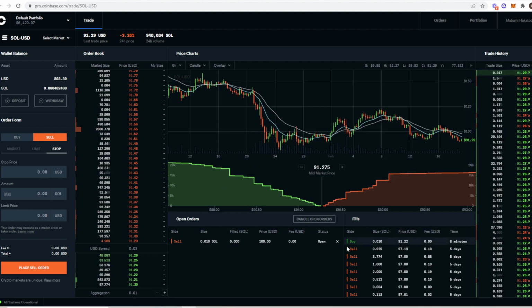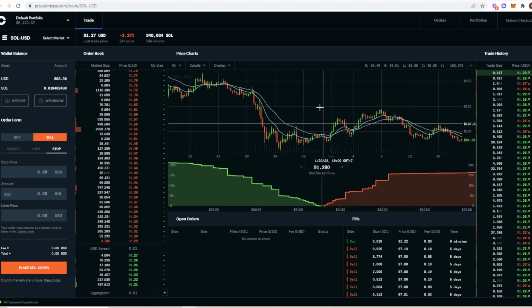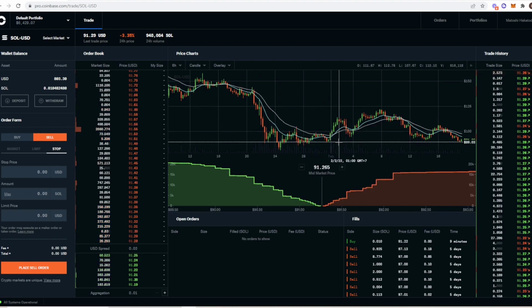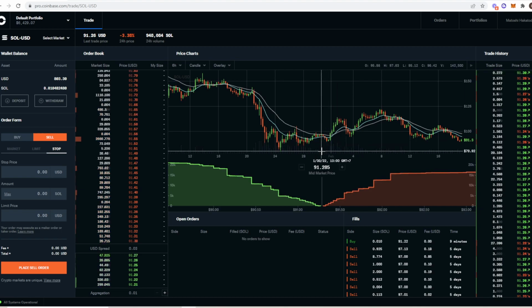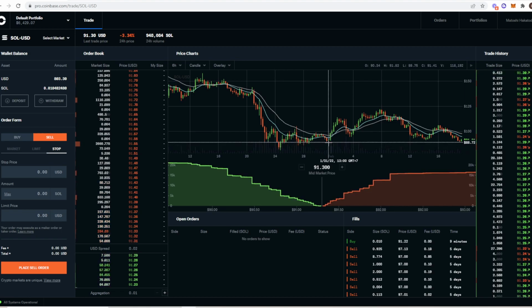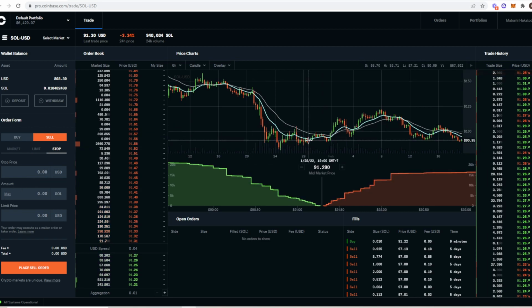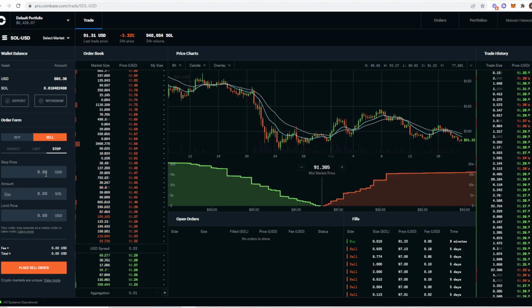So with our stop sell, we can set a price where if the token value falls below a certain point, we can trigger a sell. So normally this is done to mitigate loss, right? So to mitigate your risk, you can set a stop loss. And in this scenario, let's say if it falls below 91, I want to get out. So I'm going to put 91.01. I want to sell it for 91, I mean. So I would put 91.